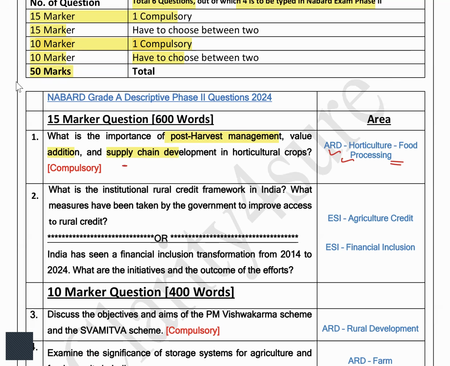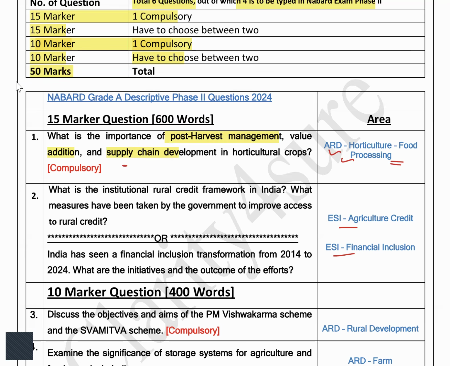Next question. The 15 marker is over. That is compulsory, you have to answer. Now they have given two options for the 15 marker. You can answer either this or this. These questions are from the ESI. One question from agriculture credit, one question from financial inclusion.